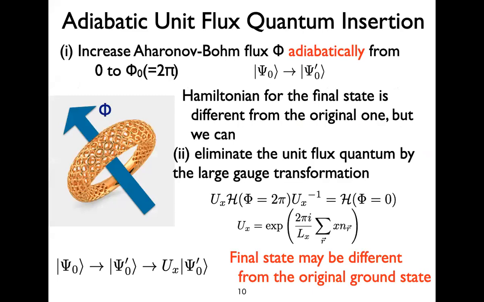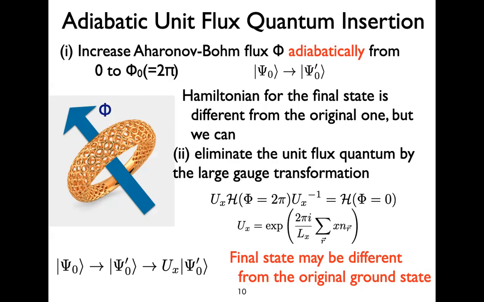So yeah, in this view, the adiabatic insertion of Aharonov-Bohm flux can be formulated in this way. First, we increase the Aharonov-Bohm flux inside this ring from 0 to 2 pi. Then you do this adiabatically. Then generally, this wave function may change from psi 0 to psi 0 prime.